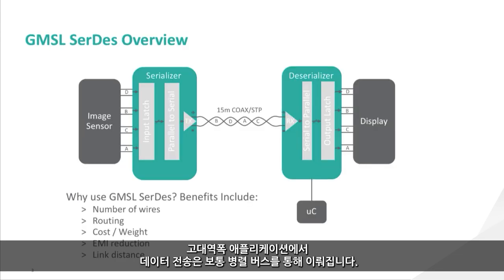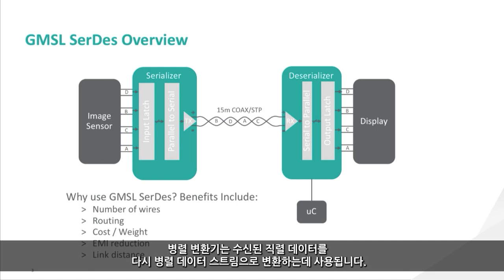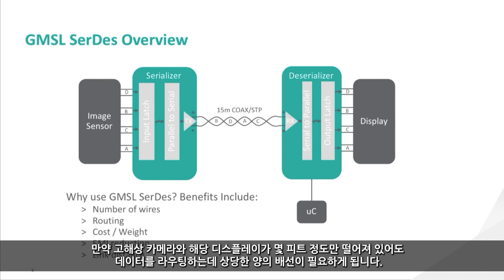In high bandwidth applications, data is often carried over a parallel bus. Serializers work by converting a parallel data stream into a serial data stream at much higher frequency, and deserializers are used to convert the received serial data back into a parallel data stream. Camera and display systems are great applications for SerDes pairs.